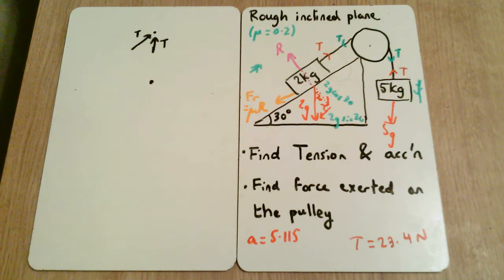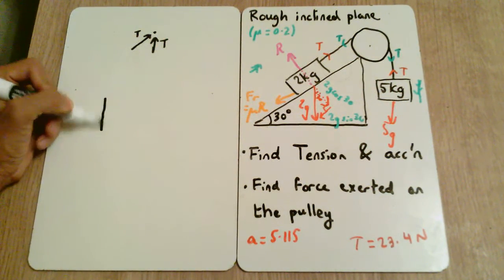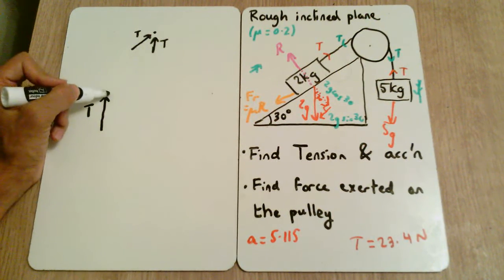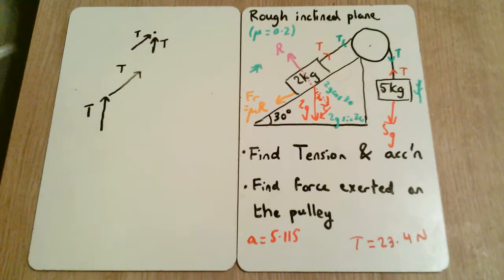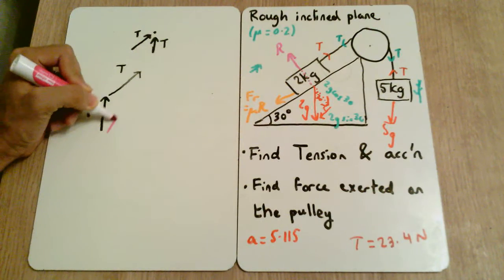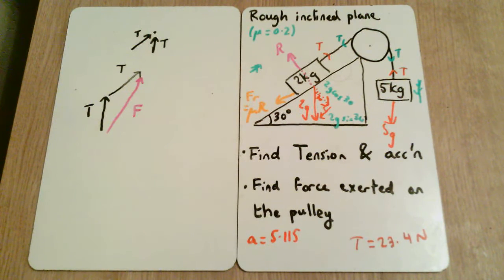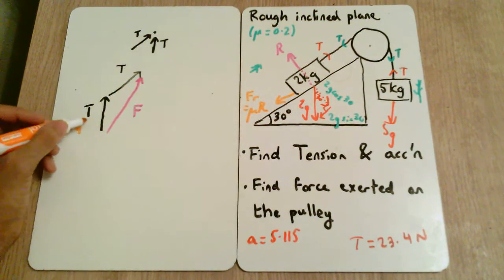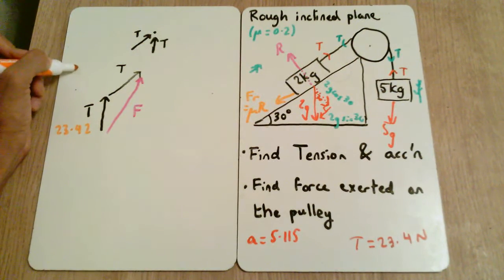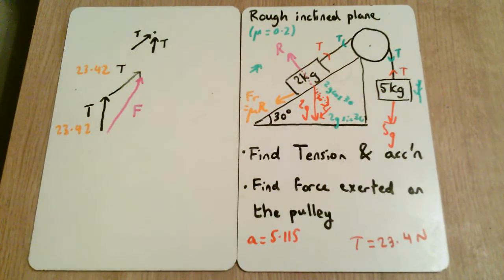Now, I can't work that out just looking at that. But whenever you've got forces in mechanics, what we do is we put these forces head to tail. If I think about this tension acting on the pulley and then this tension acting on the pulley, the reaction force is in this direction over here. That is our overall force acting on the pulley. Now I've created a triangle here. We already worked out in the previous part that the tension is equal to 23.42 newtons. We now have a triangle with two lengths.